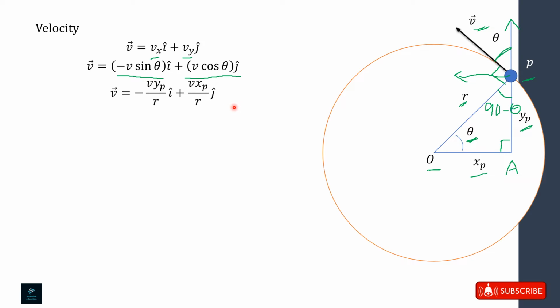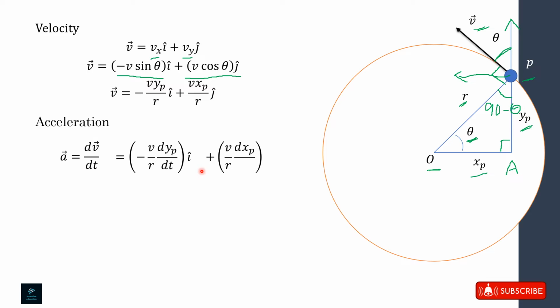Now to determine acceleration, we take the derivative of velocity with respect to time. Therefore, acceleration a is equal to dv by dt. For taking the derivative, we realize that v and r are constant. They don't change with time. Only xp and yp change with time. Therefore, while taking the derivative, v and r will act as constants. Therefore, the acceleration vector will be minus v by r dyp by dt i plus v by r dxp by dt j.